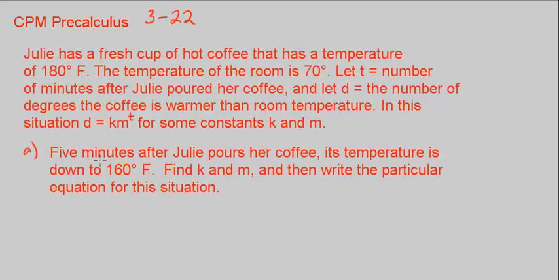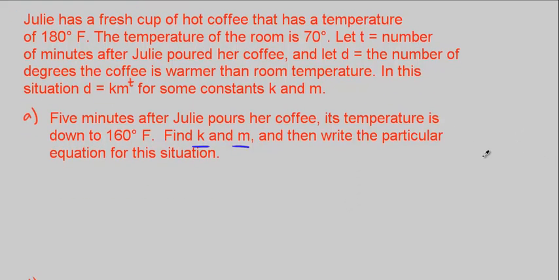Part A says 5 minutes after Julie pours her coffee, its temperature is down to 160 degrees Fahrenheit. Find K and M, and then write the particular equation for this situation. All right. So how do we do this? Well, remember we have the formula of our exponential function, D is equal to K m to the power of T. So do we have 2 points, right? If we have 2 points, then we can go ahead and solve for K and M, right?